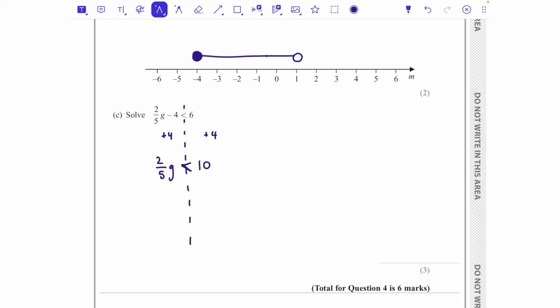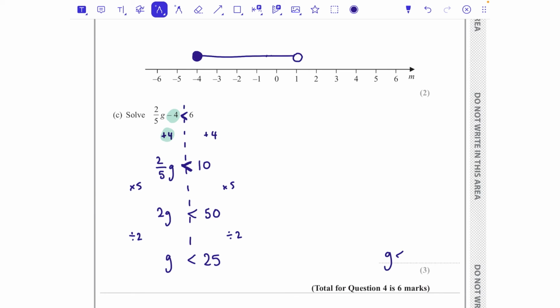Keep whatever symbol is here, keep it the same. Some people like to change it to an equals, but then they forget to change it back. So I would just keep it whatever it is. We've added 4 to get rid of the -4. Now I'm going to times both sides by 5. So 2g is less than 50. And then I'm going to divide both sides by 2. So g is less than 25.